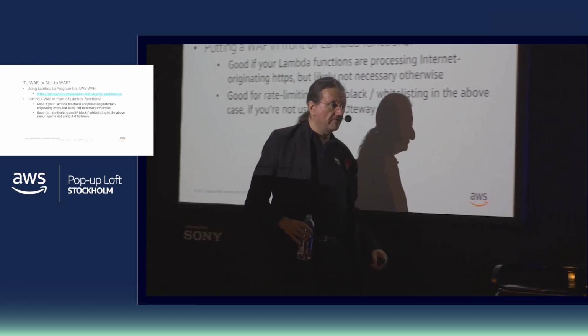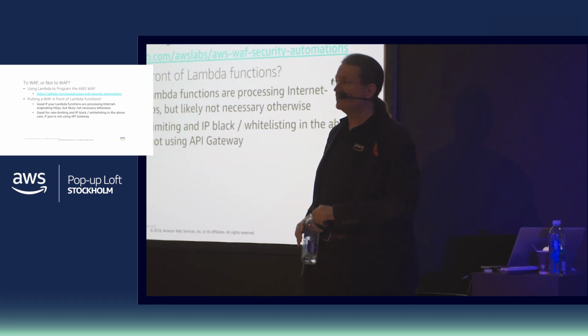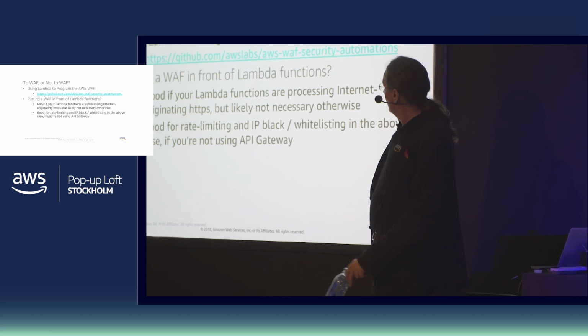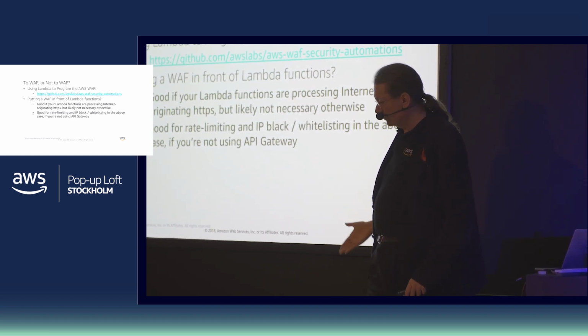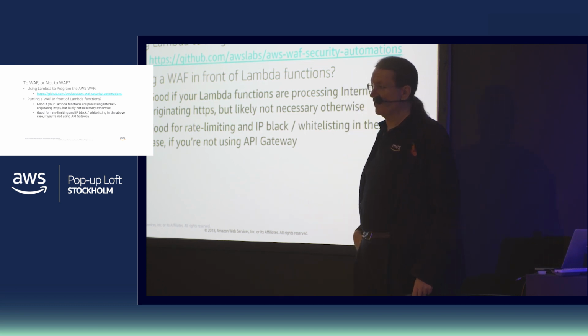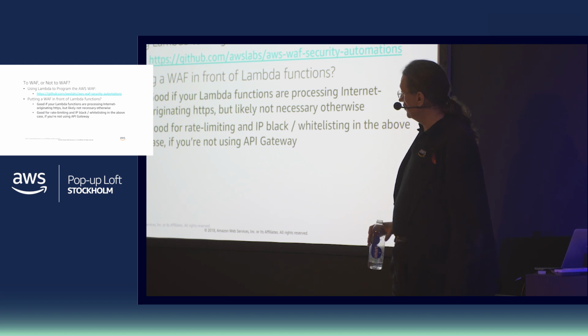And finally, bearing in mind I'm actually bang out of time, who here is using our WAF? Just a couple, okay. From the point of view of WAF, do you want to go putting it in front of Lambda functions or not? You actually can, but if your Lambda functions are processing HTTP, HTTPS and are internet facing, then it might be a good idea. Otherwise, to be honest, there is no reason to.